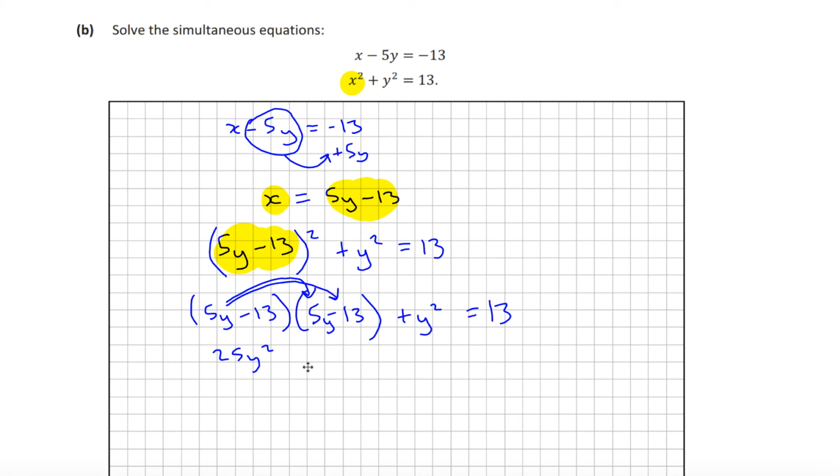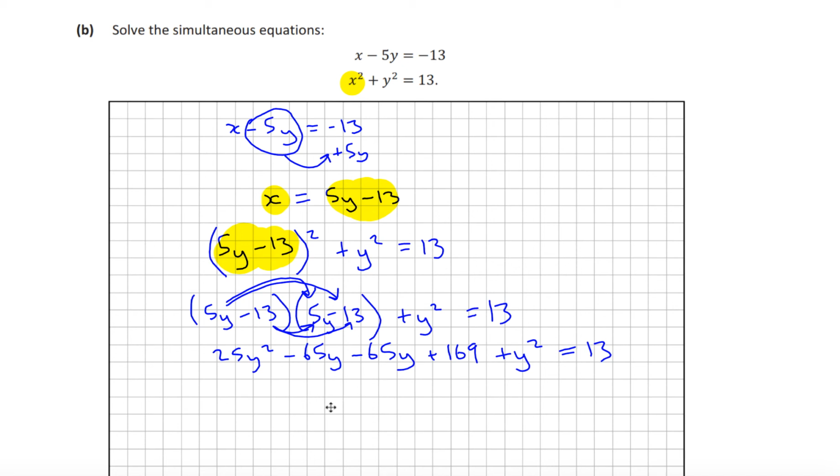5y times minus 13 is minus 65y. Minus 13 by minus 5y is minus 65y again. And then finally, minus 13 multiplied by minus 13 is plus 169. And then I still have my y squared here is equal to 13.